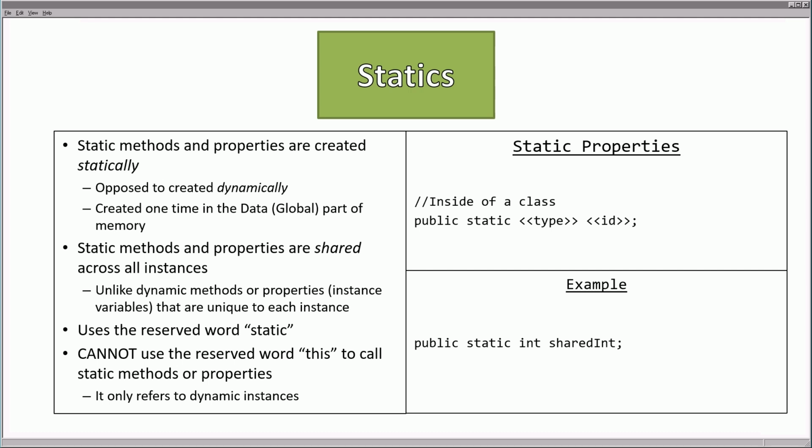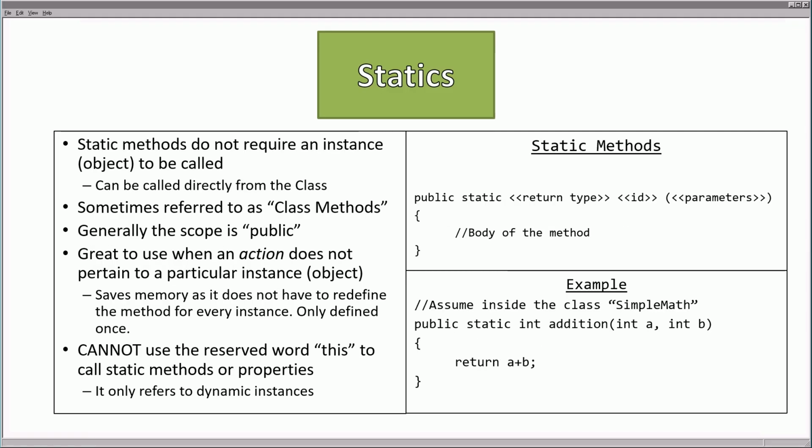Now, in order to create a static property, you would generally use the scope public, followed by the reserved word static, the type, and then the ID. And here's an example of a static integer. Furthermore, static methods do not require an instance of an object to be called. They can be called directly from the class, and this is why they're sometimes referred to as class methods.